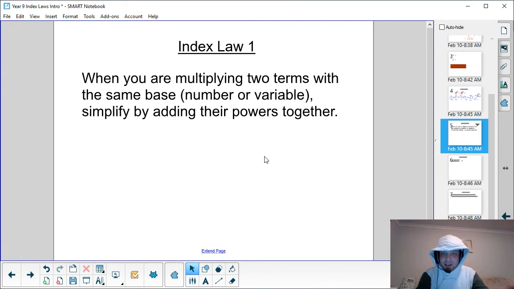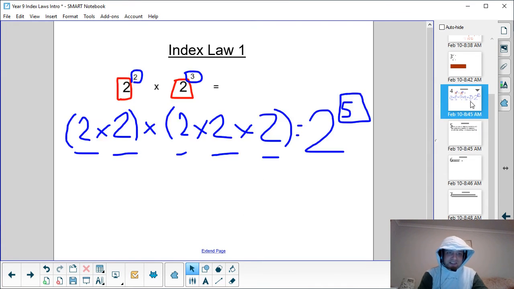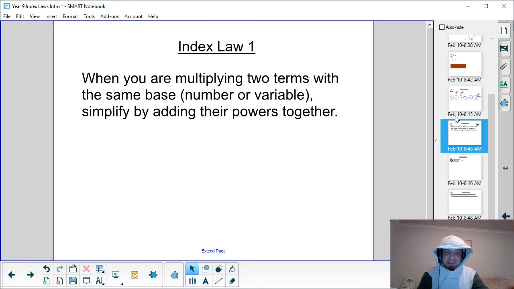So you might have seen from the previous slide that I had 2 to the power of 2 and 2 to the power of 3. And that ended up being 2 to the power of 5 when they got times together. So the shortcut for that, you might have noticed, is that I can just add 2 and 3 to get 5. So in words, the definition of index law 1 is that when I am multiplying two terms, they have to have the same base. It can be a number or a variable, so I'll give you one of each.